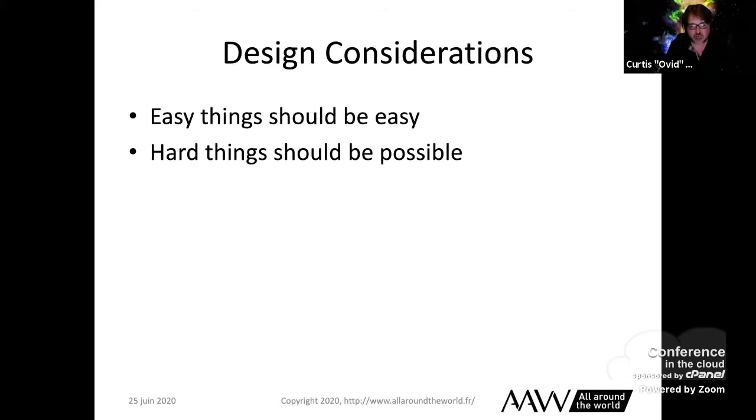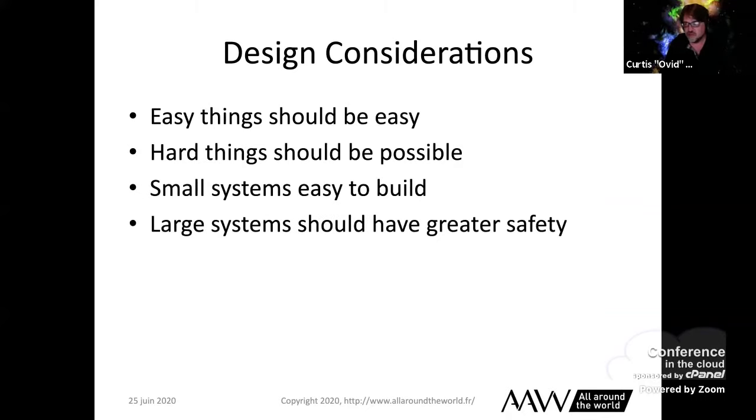Easy things should be easy and hard things should be possible. This is Perl in a nutshell. This is a mantra we've had forever and a day. But I'm pushing it a little further. Small systems should be easy to build. Large systems should have greater safety. This is still easy things should be easy and hard things should be possible. There's nothing revolutionary about that.